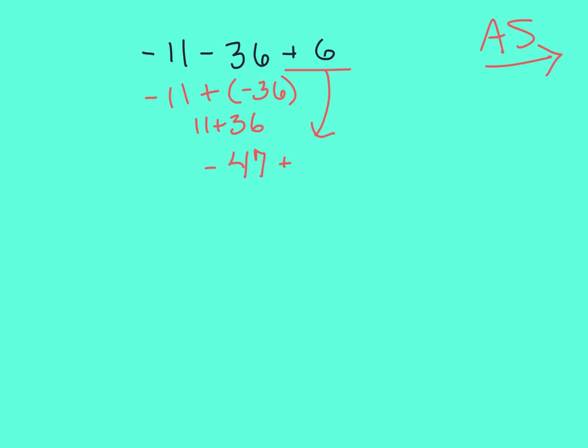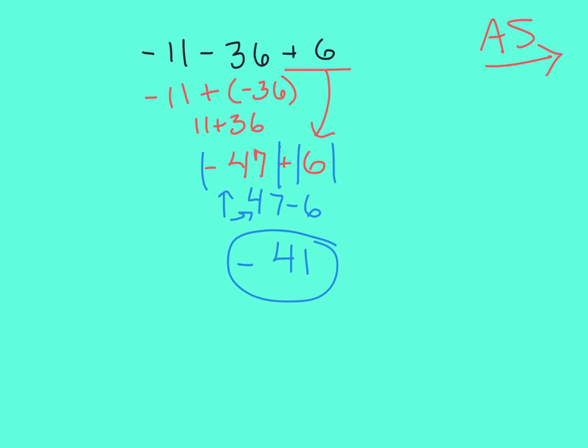Bring down my plus 6. And now I've got the signs are different. Find the difference. So I'm basically subtracting 47 minus 6, because I'm looking at the absolute values of both. It gives me 41. 47 has the larger absolute value, so my answer is -41.